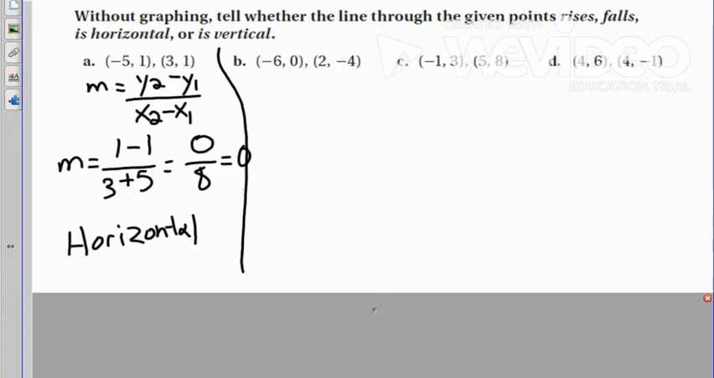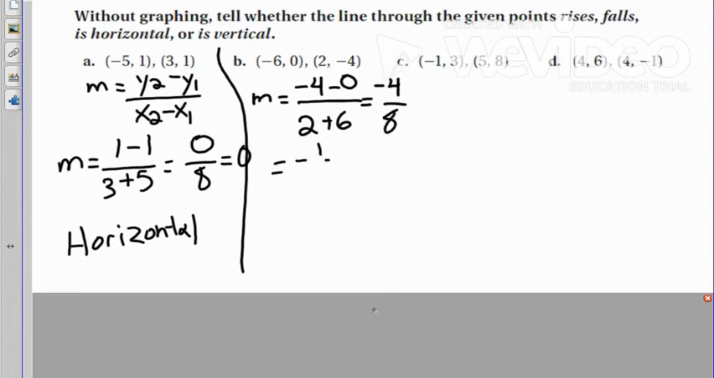So we're going to do that for the rest of these here. We're going to do m equals -4 minus 0 over 2 plus 6. So we got -4 over 8, and that's going to equal -1/2. Since we know this is a negative slope, this is going to be a graph that has a line that falls. This would be a negative slope.